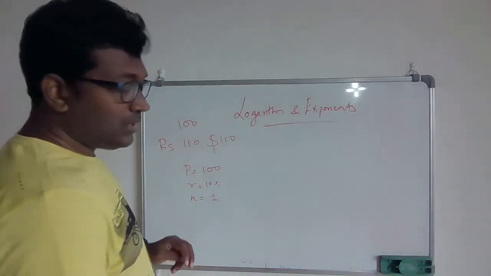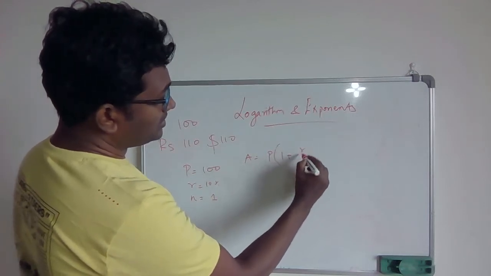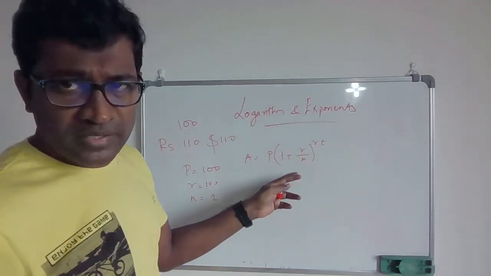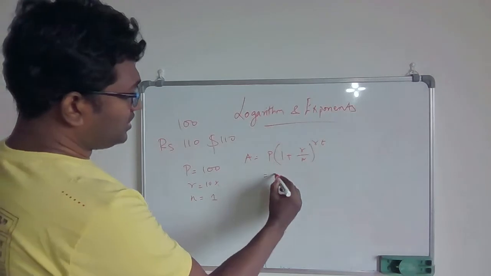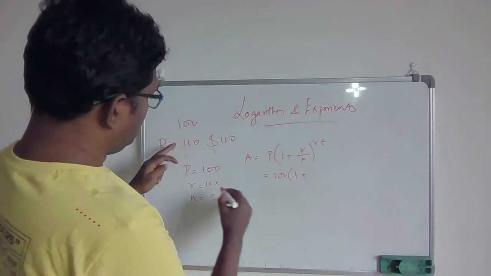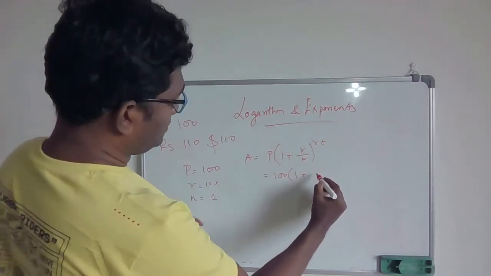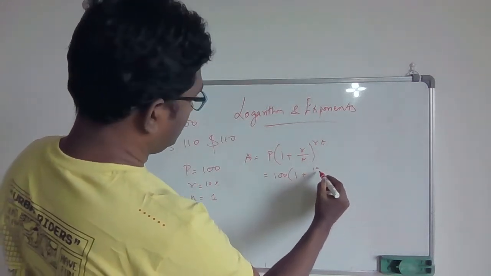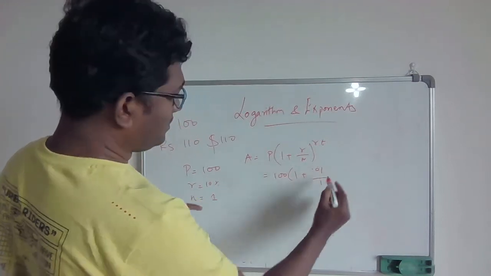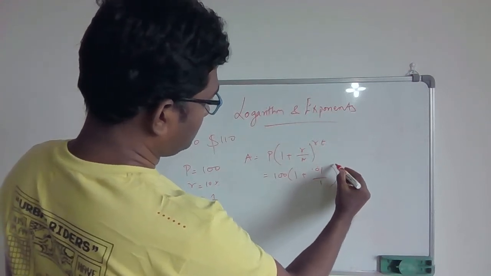If you look at the total amount you will get, it is like this: P into (1 plus r by n) to the power nt. This is the formula for finding compound interest. Your principal is 100, and the rate of interest is 10 percent, which is 0.1, 10 by 100. The number of years is 1, so r times t is 0.1.